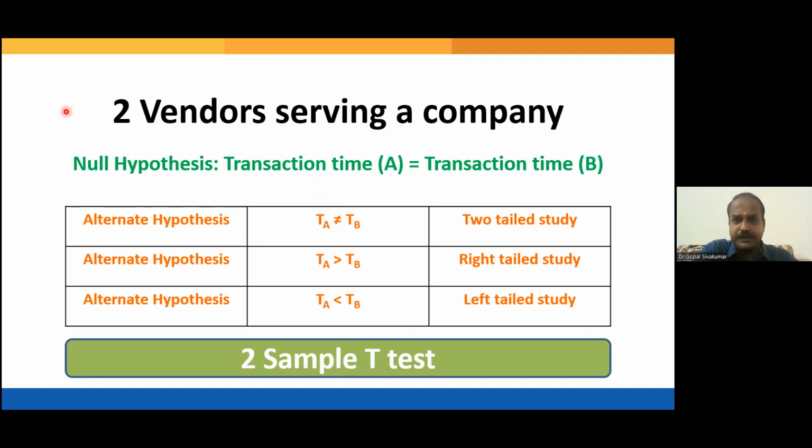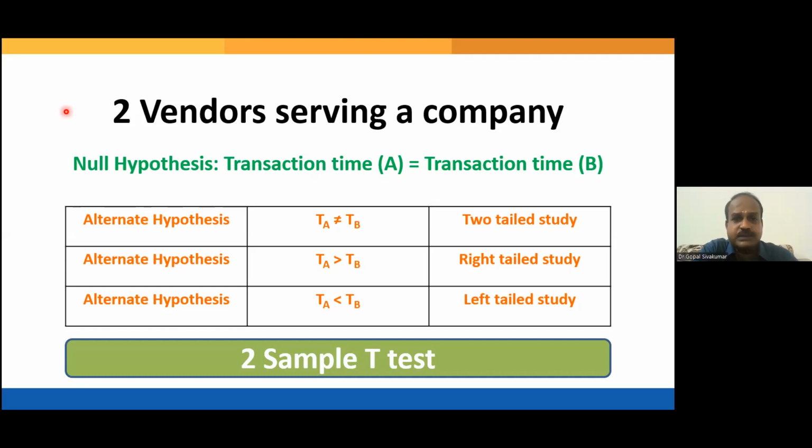Vendor A, his average transaction time is found to be 14 minutes. Several hundred transactions happen. What is the average transaction time? 14 minutes. And vendor B, the transaction time is 14.02. Now tell me, will you cancel the contract of vendor B? Yes. Why? Because it is 14 minutes, and this is 14.02 minutes.